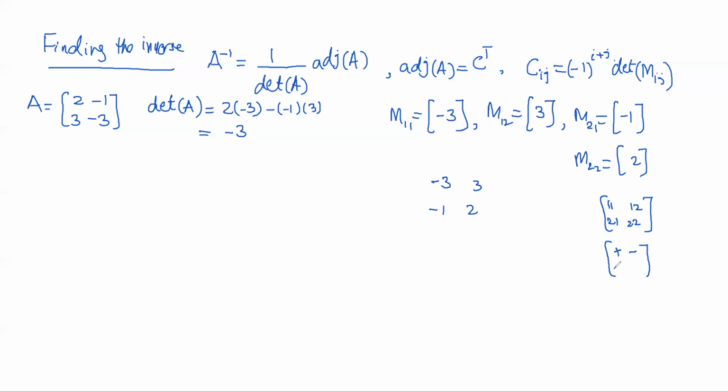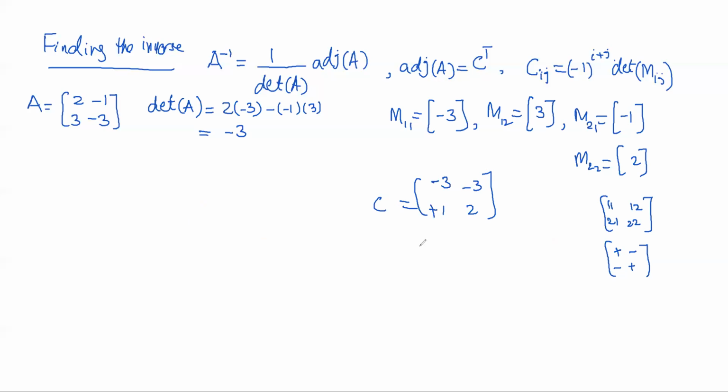Minus, and then it will be plus. So whatever the value is here, we change the sign accordingly. It is plus, so it will remain -3. It is minus, so it will be minus. It is minus over here, so it will become plus, and then it will be like this. So this will be the cofactor matrix.